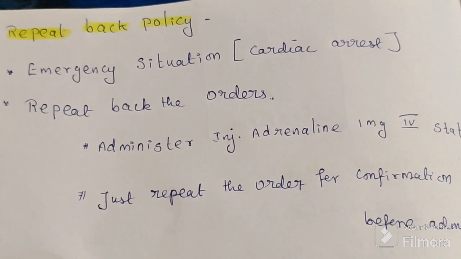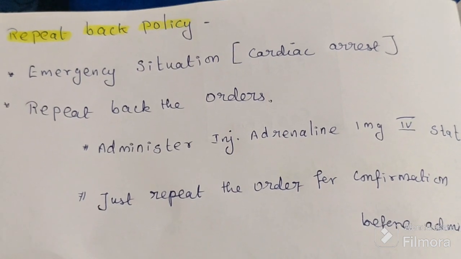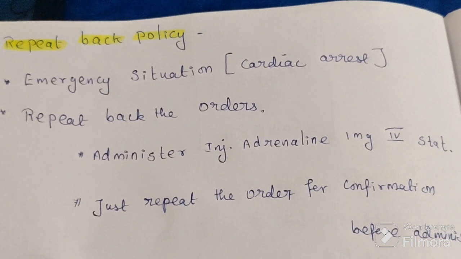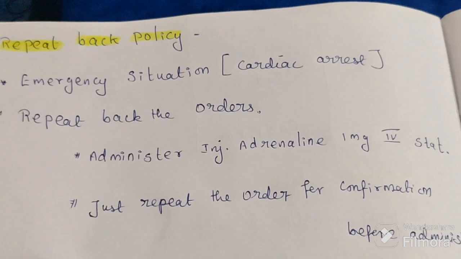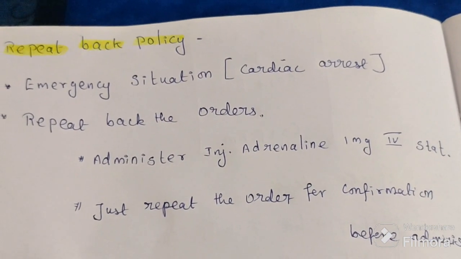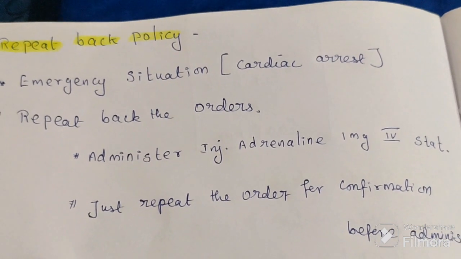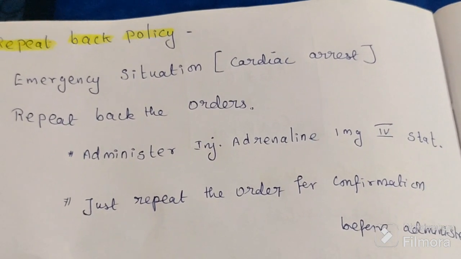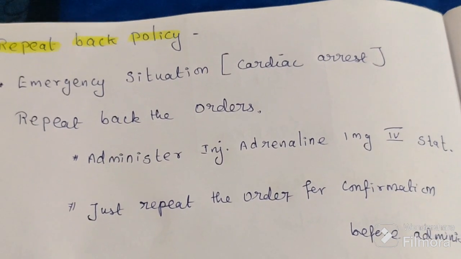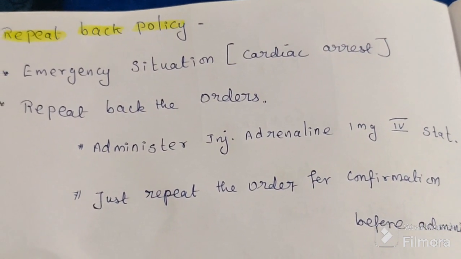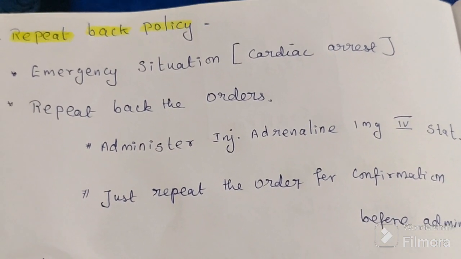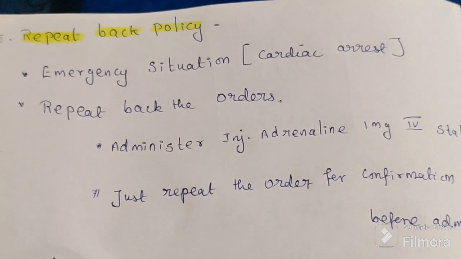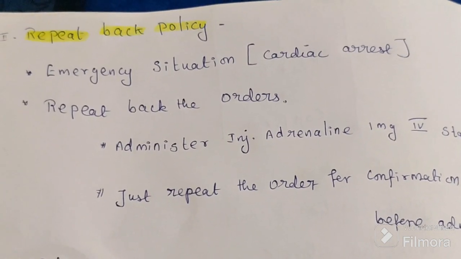The repeat back policy is applicable in case of emergency situations. The best example is cardiac arrest. Here you must follow the repeat back policy. Why can you not follow the read back policy here? Because in the read back policy you have to write down, then read back, and it needs to be confirmed by the person who sent the message. If you follow that in case of cardiac arrest, it will take more time and put your patient's life in trouble. So here we are following the repeat back policy.